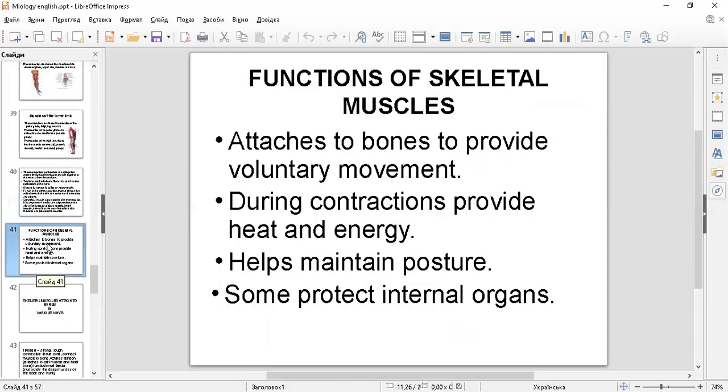Functions of the skeletal muscles. Attached to bones to provide voluntary movement. During contraction provide heat and energy. Helps maintain posture. Some protect internal organs.